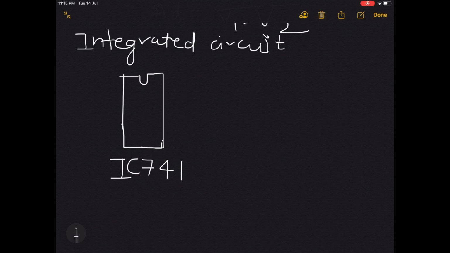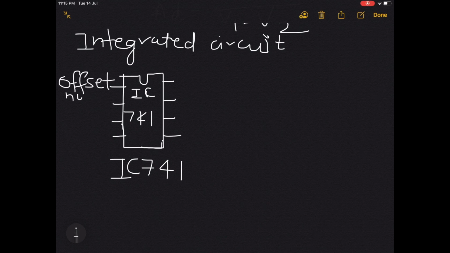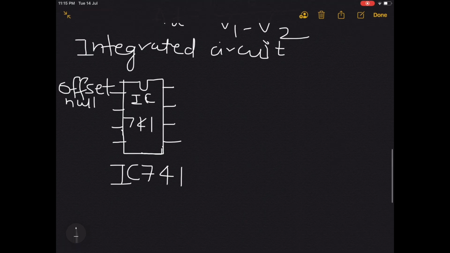It is drawn like this, and it is an 8 pin IC. There are 8 pins for this op-amp IC. Here you can write IC 741. Then which pins are present? First is the offset null. The second pin is the inverting input. Pin number 3 is the non-inverting input, and pin number 4 is minus VEE, the second connection of the dual power supply.